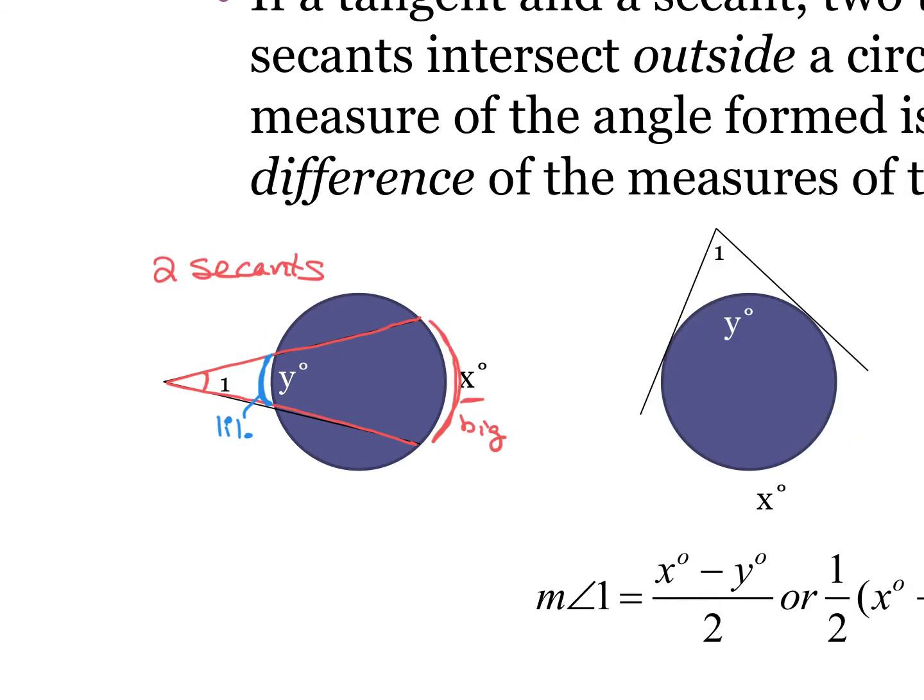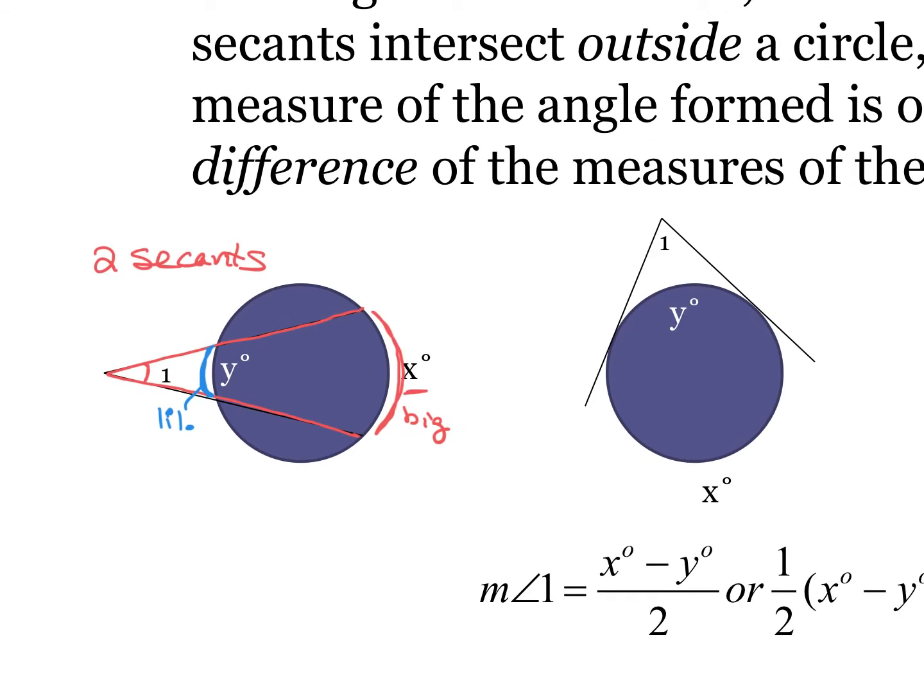Okay, over here, these are two tangent lines that are forming angle 1. And again, the x is my big arc. It goes from here to here, from your points of tangency. So this is big. And then the little is right here. That's the little arc.